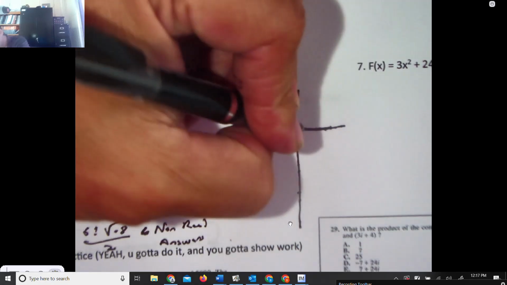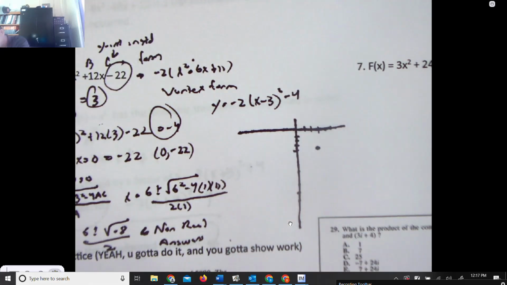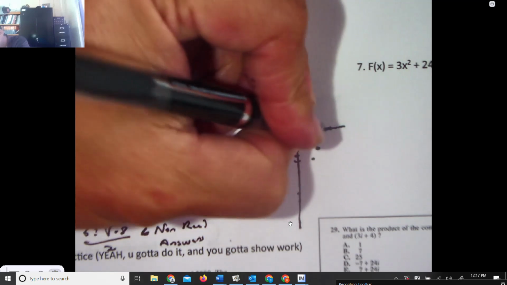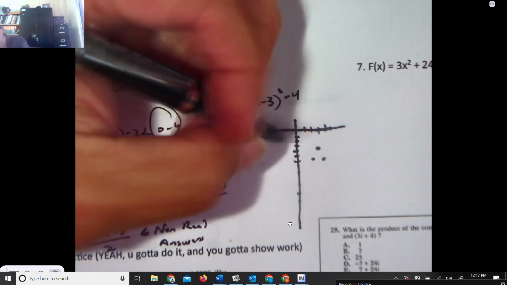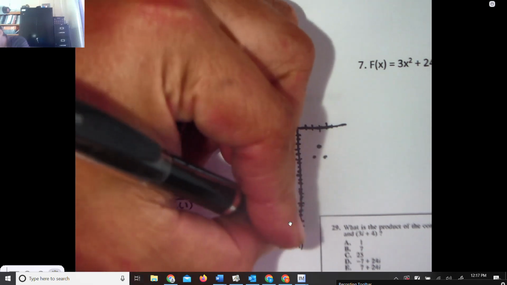Anyways, I got to go right 3, 1, 2, 3, down 4. That'll put me right there. And my initial slope is to fall 2 and run 1. And then I got to go down to 22 to get the y-intercept. What am I at now? 6, 7, 8, 9, 10, 11, 12, 13, 14, 15, 16, 17, 18, 19, 20, 21, 22. Be about right there.